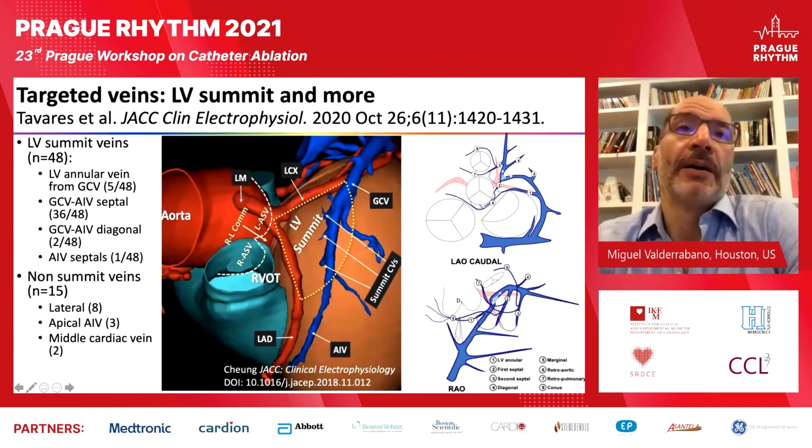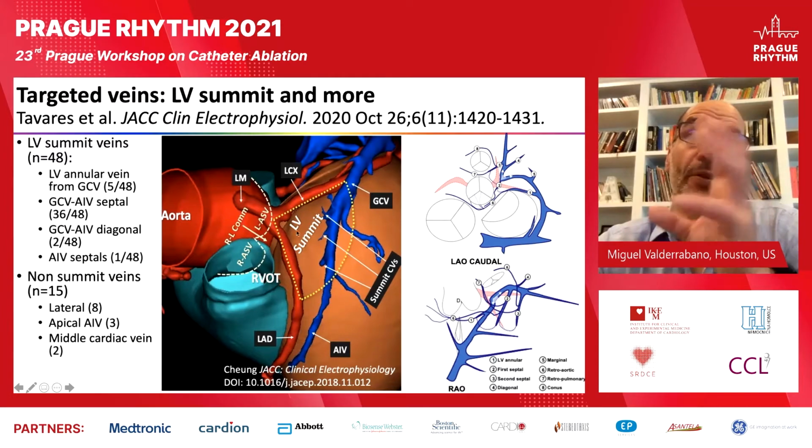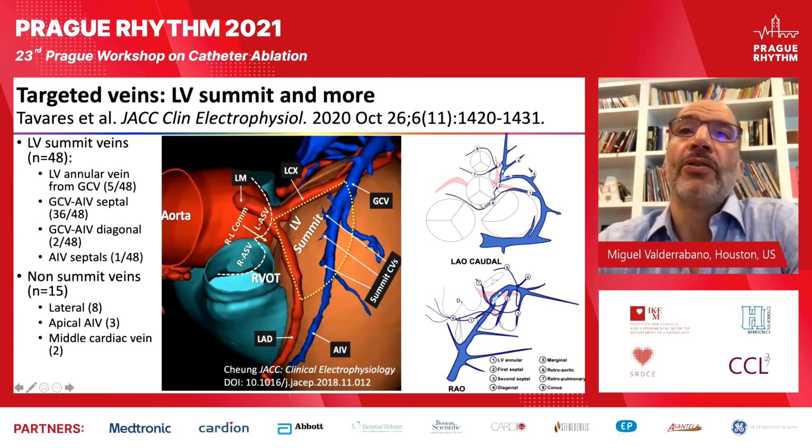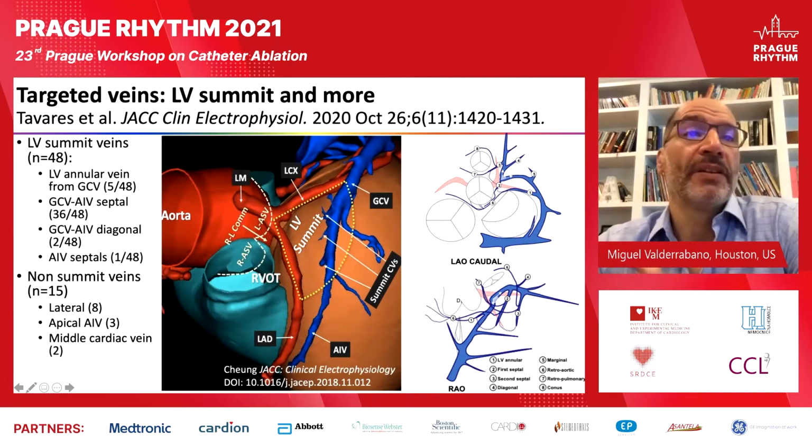We actually don't use this schematic, which is kind of overly simplistic, especially because it's not very helpful fluoroscopically. In LAO caudal, the LV summit veins can be divided as an LV annular vein that arises from the great cardiac vein, and then septal branches that go to the right of the anterior interventricular vein, and diagonal branches that go to the left. And in RAO, they are actually quite overlapped and it's hard to interpret.